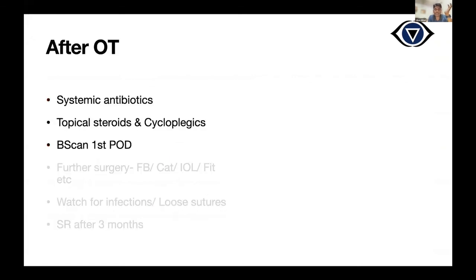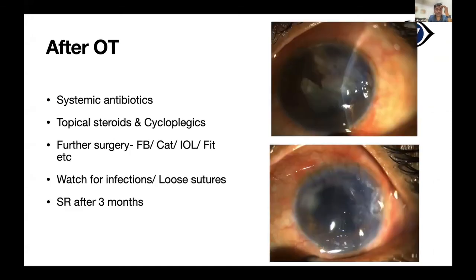What do you do after OT? Systemic antibiotics, post-op topical steroids, cycloplegic, and a B scan on the first post-operative day. It should be a must, because you need to document how the vitreous is, whether there is any vitreous hemorrhage, any foreign body or anything, and then you explain further, and you plan whatever you want to do, a cataract surgery or anything.